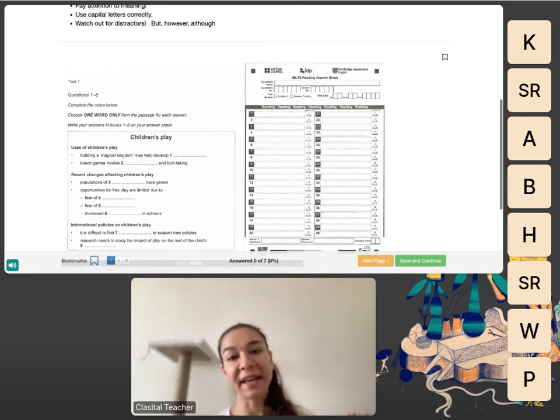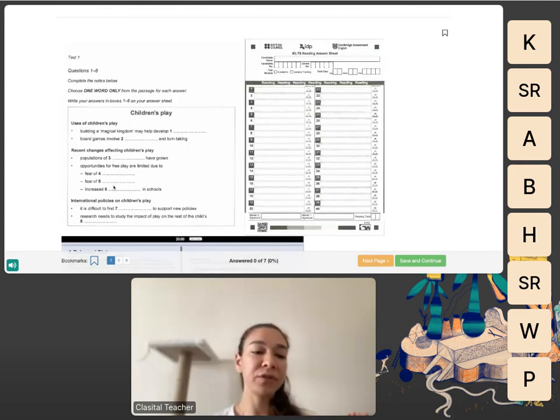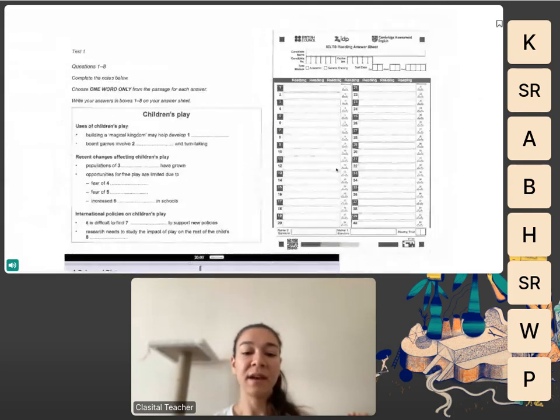If you take a paper-based exam, first you will do it with your exam sheet. Then you will transfer your answers to the answer sheet like this one.